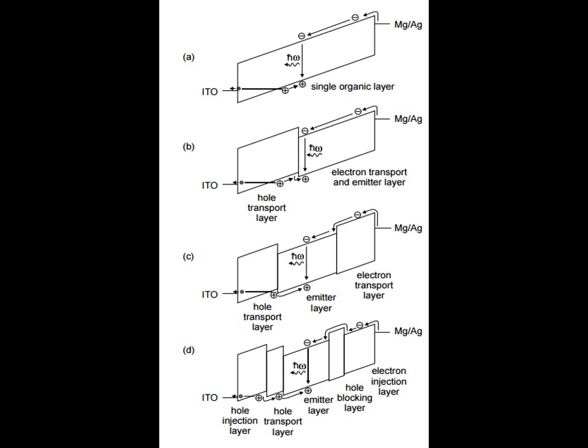In this slide, we can see a more band diagram-like representation of the different multi-layer configurations. Each layer is added to try and get the rate of recombination of the electron-hole pair as high as possible in the emitter layer.